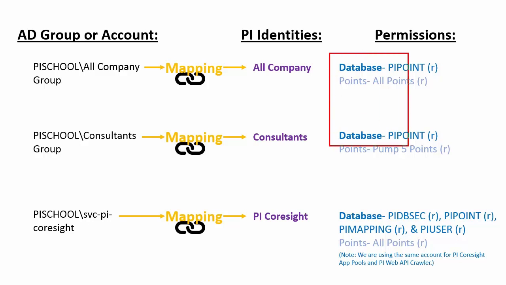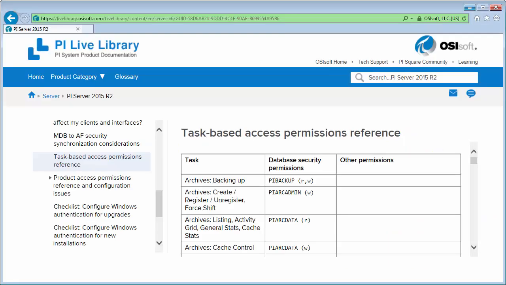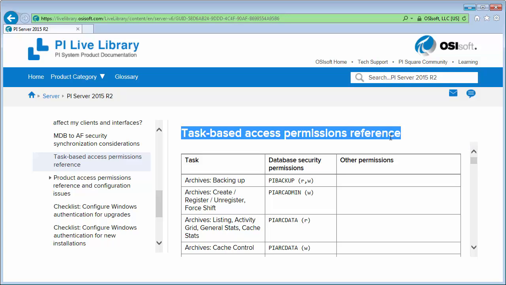If you're not sure what would make sense for the permissions here, there's a really great reference in the PI Live library that can help with that. Let me show you that. We have here this task-based access permissions reference, which can be found in the Pi Server user guide. It has a list of tasks and their corresponding database security permissions, just like what we were looking at. And if there are any other permissions that are needed, that's here in this final column.